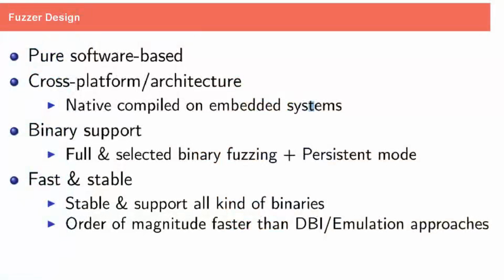Okay, the design is that our fuzzer is purely software based. We do not use any features from the CPU to build this one. So it works everywhere, on any CPU, in any environment, because we do not rely on actual hardware features. It works on the CPU architecture natively, compiles on embedded systems, supports binary, and is fast and quite stable.